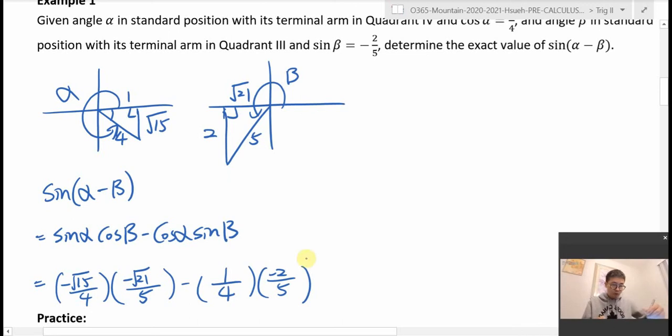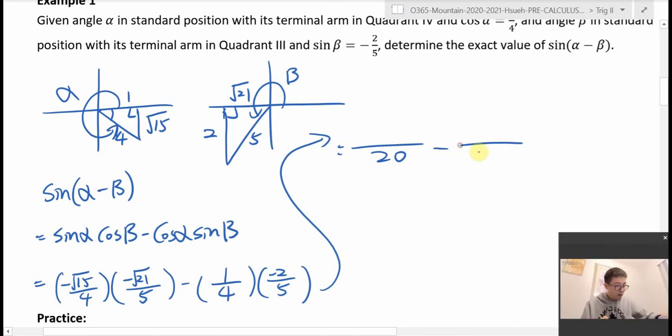Okay, so now we can simplify this a little bit here. 4 times 5 is 20, and we have negative times negative, so it's going to be positive, okay? Now root 15 times root 21, I believe you actually get 3 root 35, okay? And then 1 times negative 2 is going to be negative 2, okay, so like that.